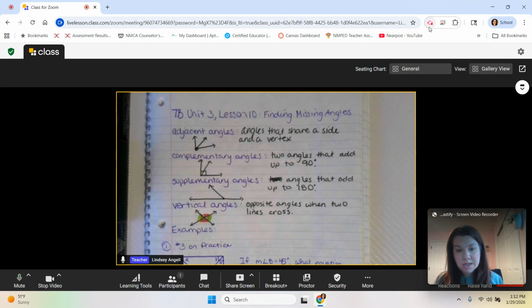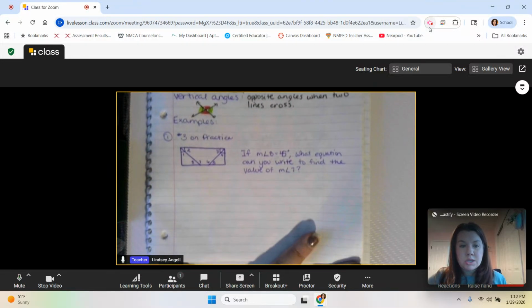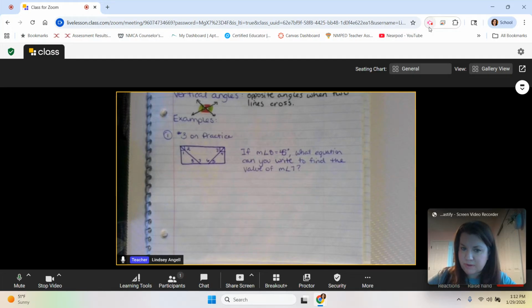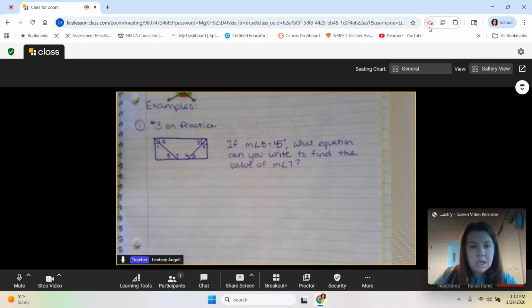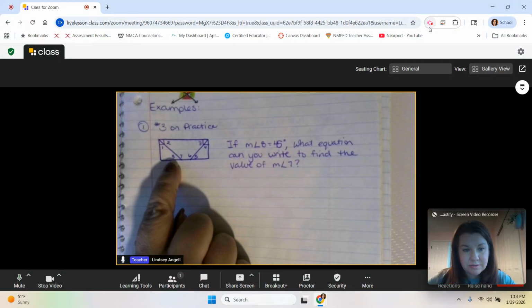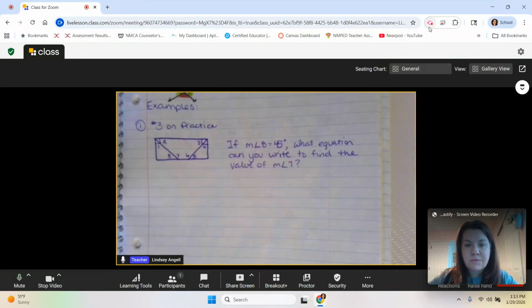Okay, so all of that in mind, let's do some practice problems and use that information, use those clues for us to solve. So for number one, it looks very tiny on here. I apologize for that. I didn't think about that when I was drawing it. Okay, this is number 3 from your practice. It says, if the measure of angle 8, that's right here if you can't tell with my tiny writing, is 45 degrees, what equation can you write to find the value of the measurement of angle 7?